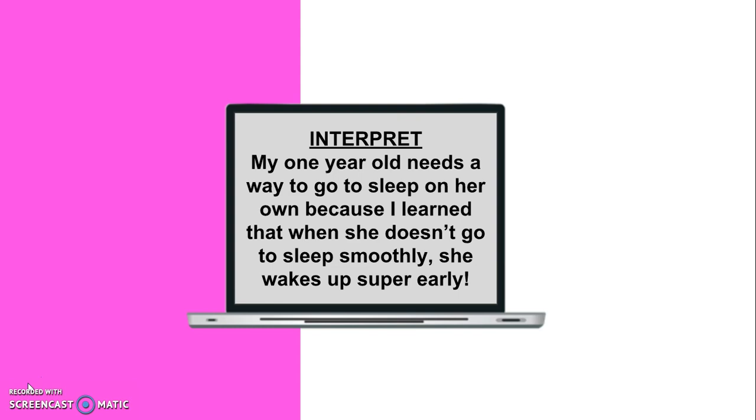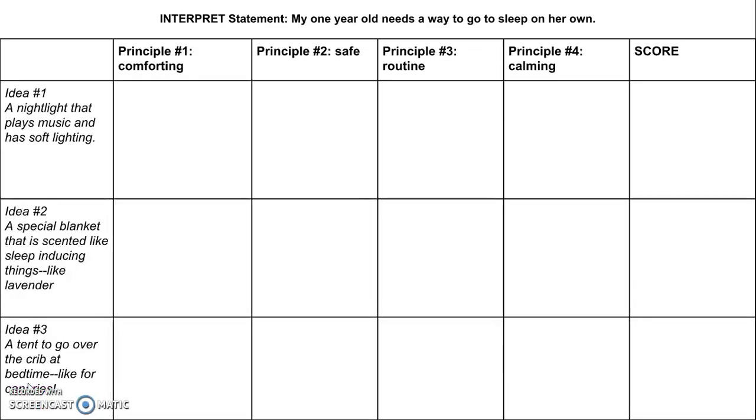This is an interpret statement. My 1-year-old needs a way to go to sleep on her own because I learned that when she doesn't go to sleep smoothly, she wakes up super early. And this is totally true. All 3 of my kids, if they lay down and they go right to sleep and they go to sleep nice and early, they sleep much better and much longer than if they have a really hard time going to sleep at night. So my 1-year-old, she's got to get in line with the others. She's got to go to sleep smoothly.